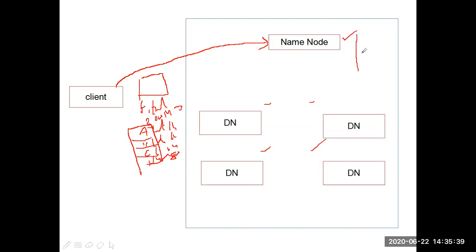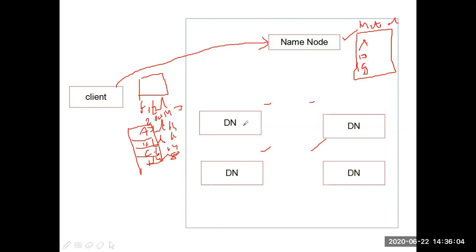Next, he will maintain the data in the metadata. Immediately the name node will open the metadata, and he will store the information A, B, C, D. He will enter the names A, B, C, D into that metadata.